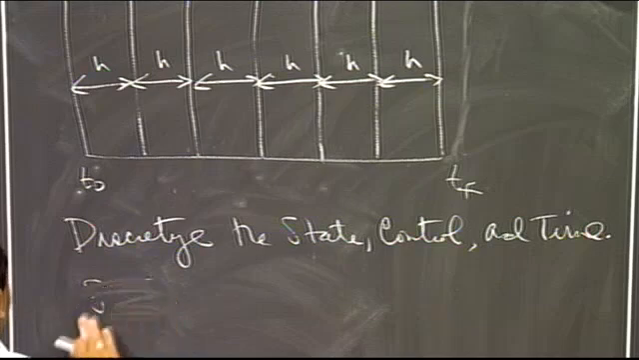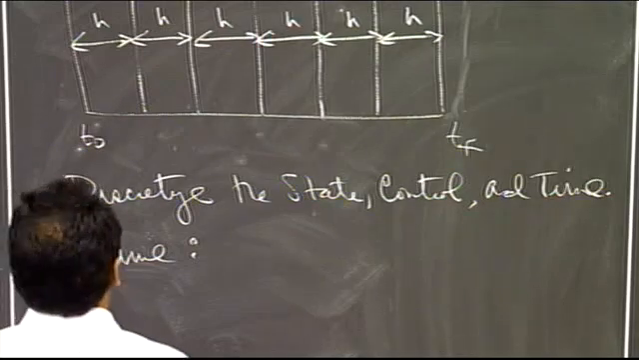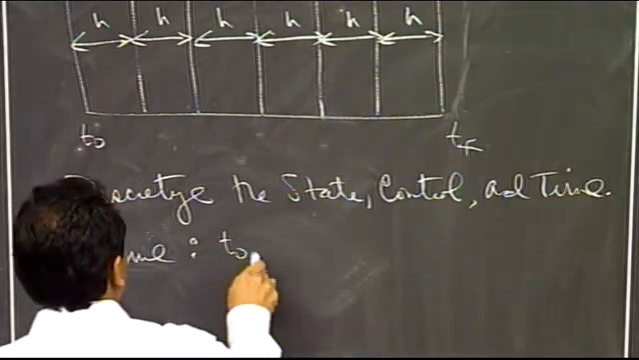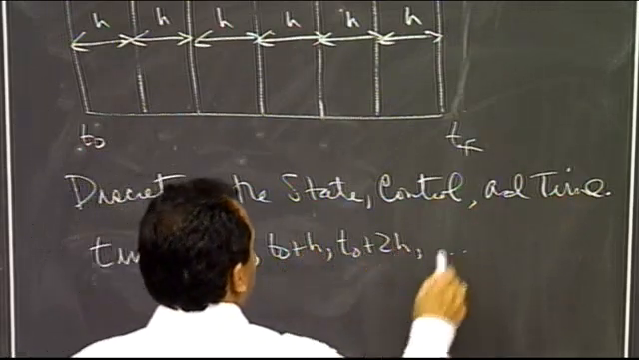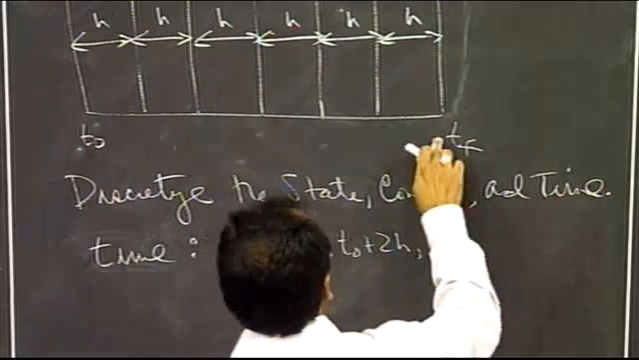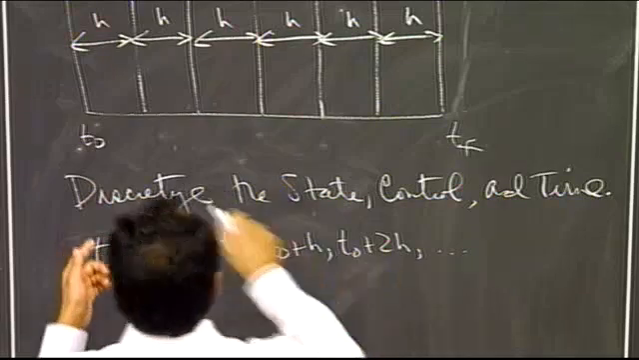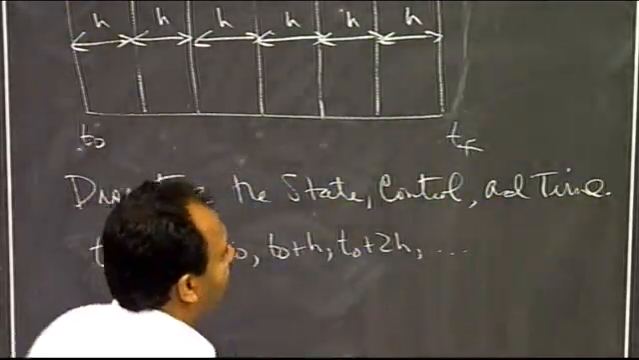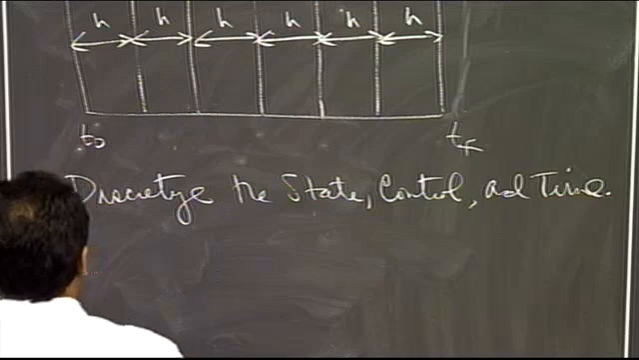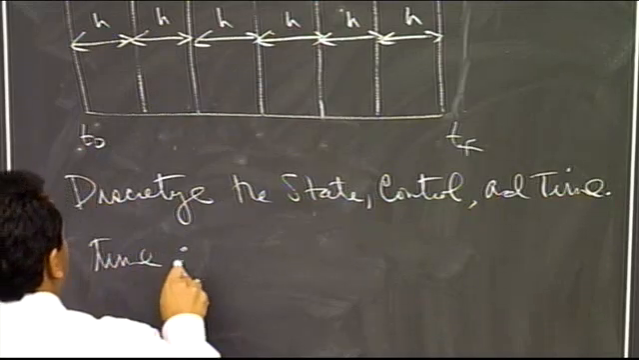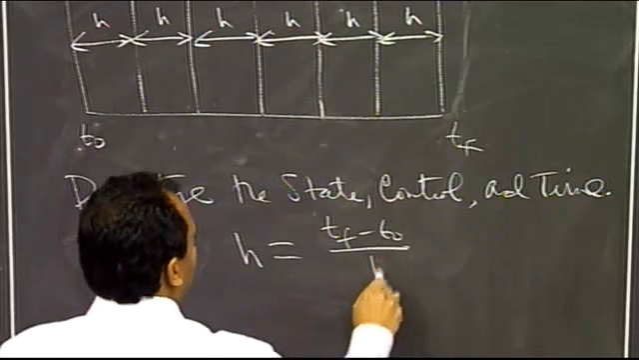So if I'm going to discretize the state, well, let's start with time. Time is the first easy one. Time is going to be discretized as follows. I'm going to have t0, t0 plus h, t0 plus 2h, all the way up to what? Well, the final value is going to be tf, right? So whatever number of segments, let's say I have k intervals here. Before I do this, let's actually do the interval width. So I know h is going to equal tf minus t0 over k.